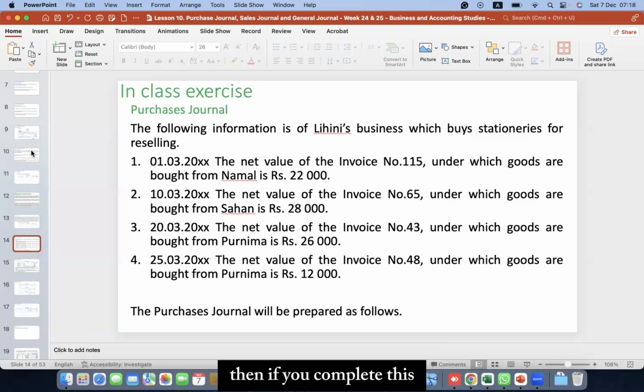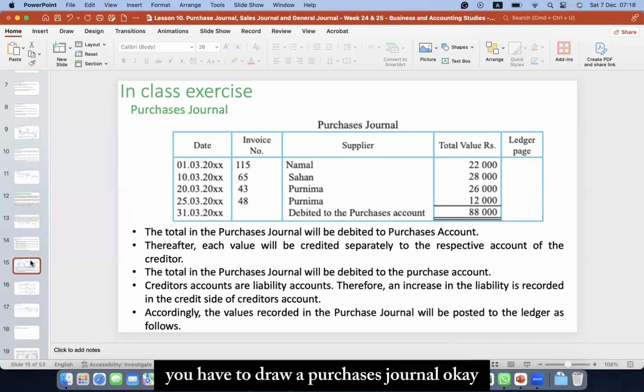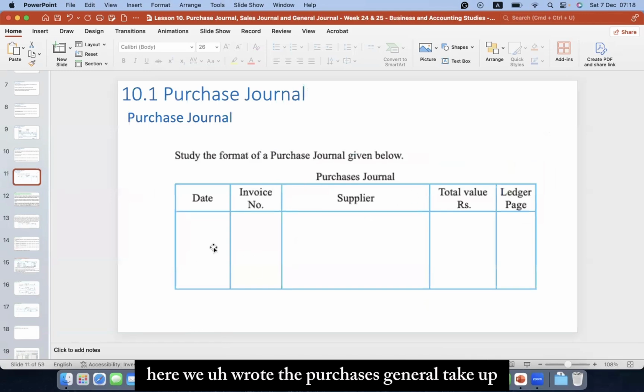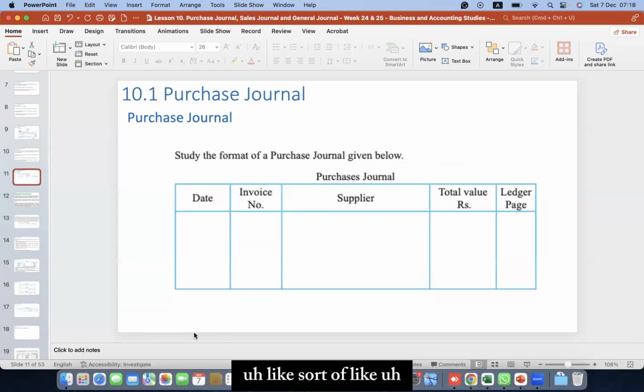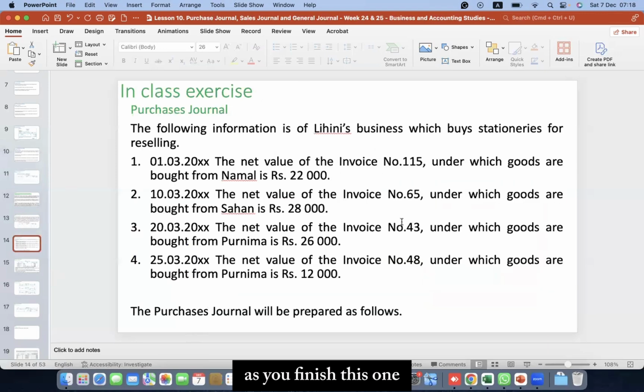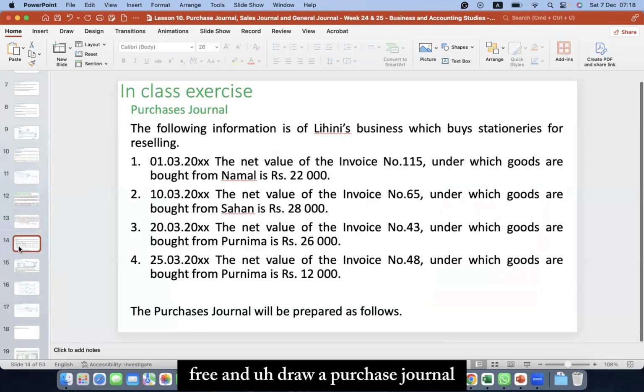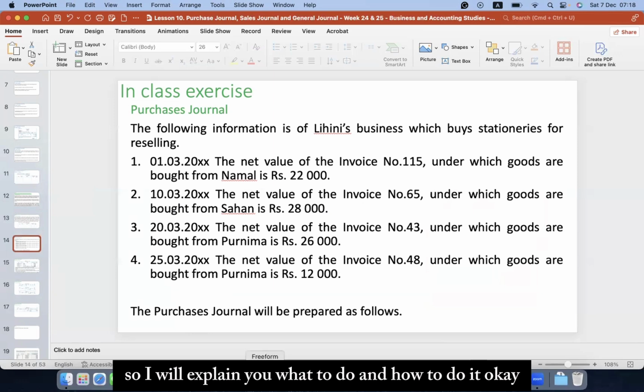If you complete this, what you have to do is draw a purchaser's journal. Okay, here we wrote the purchaser's journal. Take a snap of this. As you finish this one, you have to draw a purchase journal. Keep the top row free and draw a purchase journal. So quickly write this, and then draw the purchaser's journal. I will explain what to do and how to do it.